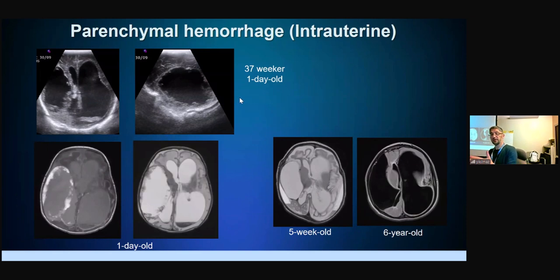Hemorrhage can be intrauterine, and when the baby is born, it has already evolved. We see a cyst. It's called a porencephalic cyst because it's secondary to an underlying pathology. And here, if you do the MRI on the first day of life, we see some cystic changes and some hemorrhage.